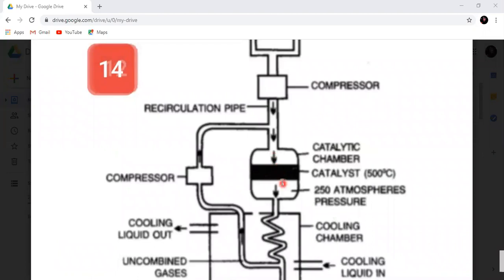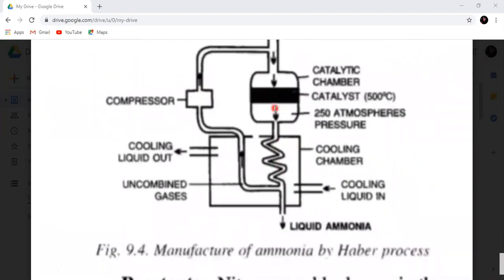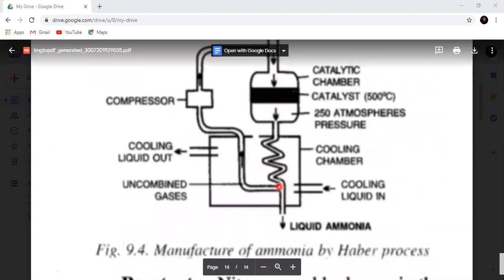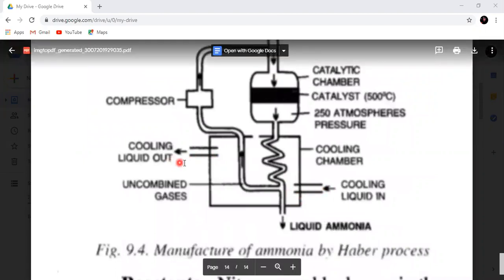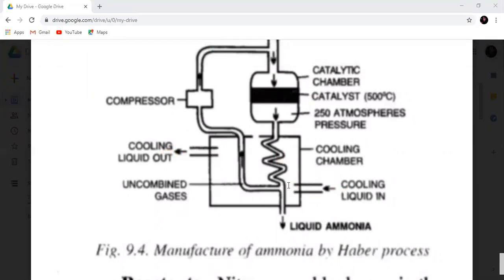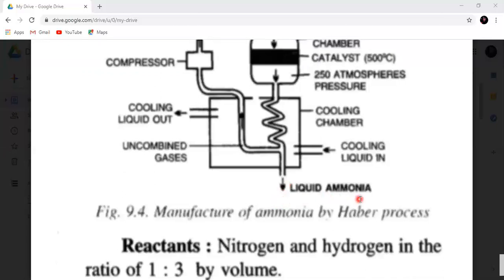In the catalytic chamber, what is there? Pressure is maintained, temperature is provided, catalyst is provided. For the activation of the catalyst, the promoter is used. The reaction begins here at a higher rate. And after that, this reaction becomes exothermic. We have to enter this into the cooling chamber, otherwise the system will blast. In the cooling chamber, liquid goes inside and liquid comes out, means the hot liquid comes out and the normal liquid goes in, so that the process can be cooled down. And at the end, the liquid ammonia is formed.